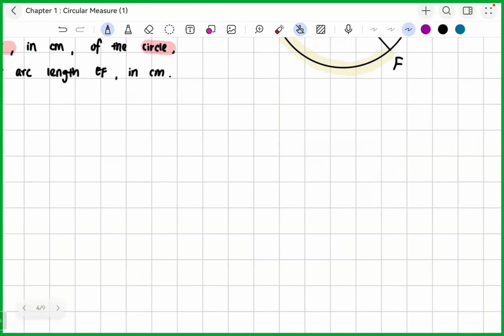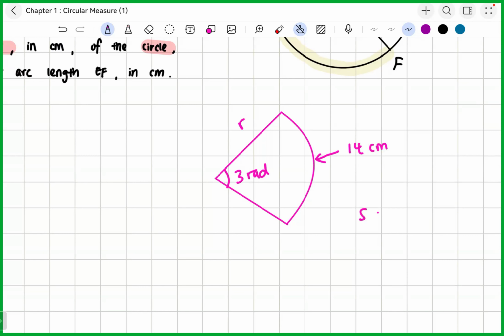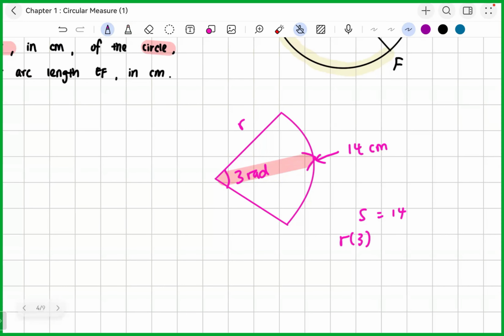What is the meaning? For example, let's say this is a sector, and the theta is over here. Let's say theta is 3 rad, and the length is 14 cm. Now when you want to find the radius, you can straight away substitute S equals 14, r times 3. Why? This is because this angle is facing towards the arc length provided. How about this situation?